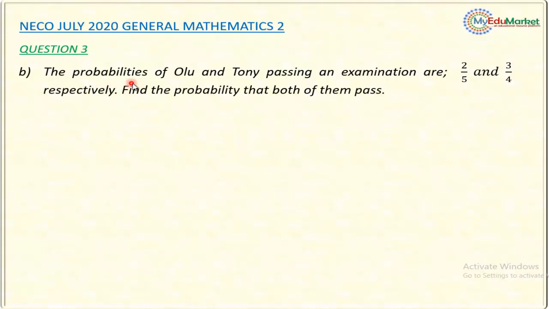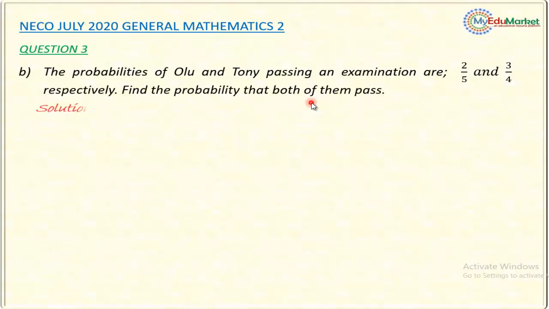This question says the probabilities of Olu and Tony passing an examination are 2/5 and 3/4 respectively. The question asks us to find the probability that both of them pass. So 2/5 is the probability that Olu passes, and 3/4 is the probability that Tony will pass an examination. So we are interested in the probability that both of them pass.